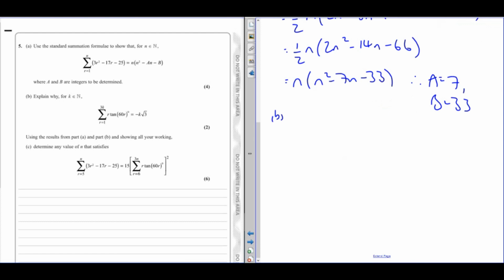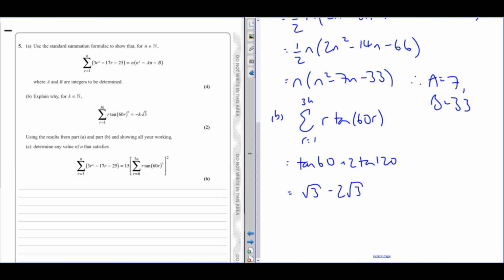Part B wants us to explain this expression here. So let's start subbing a few numbers in and seeing what happens. If we sub in r is 1, that's 1 times tan 60, which is root 3. If you sub in r is 2, you get tan 120, which is minus root 3. So you get minus 2 root 3. If you sub in 3, you get plus 3 tan 180, which is 0.